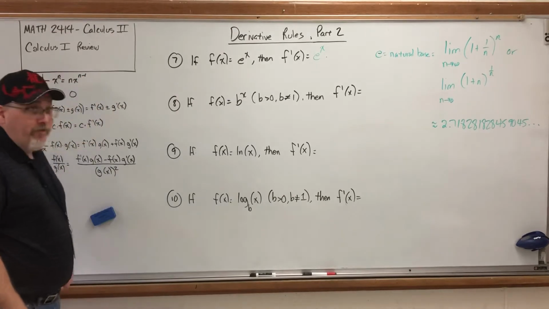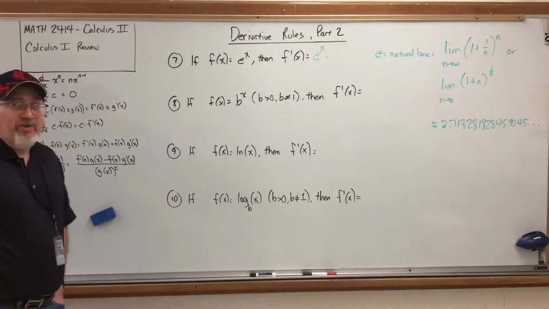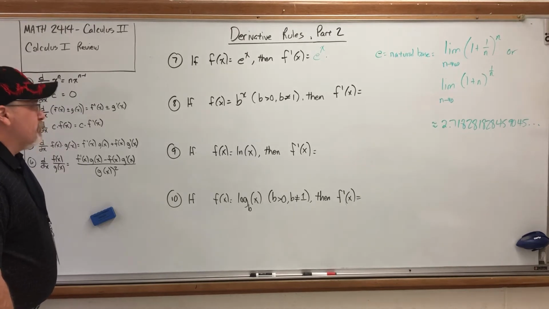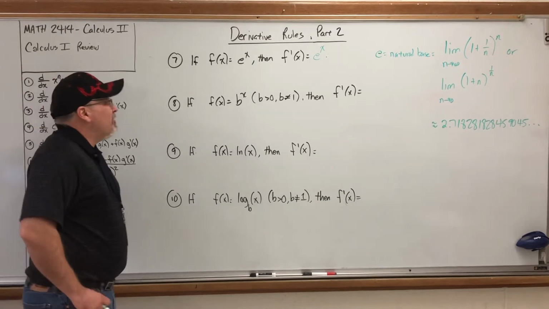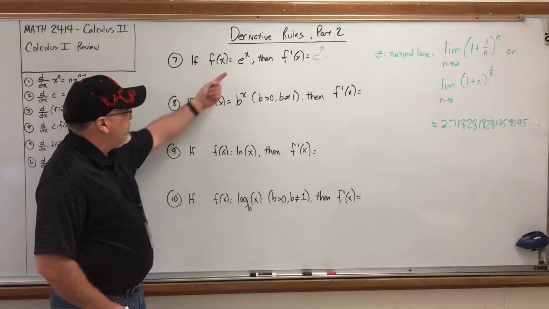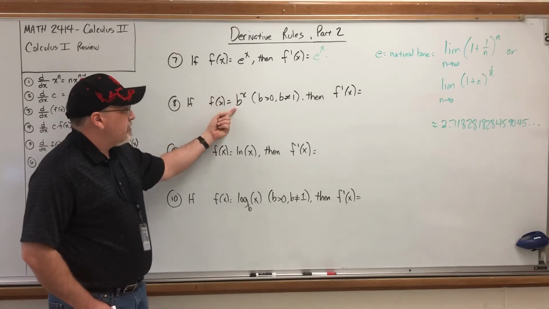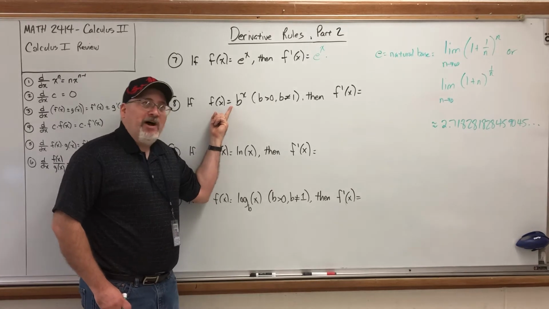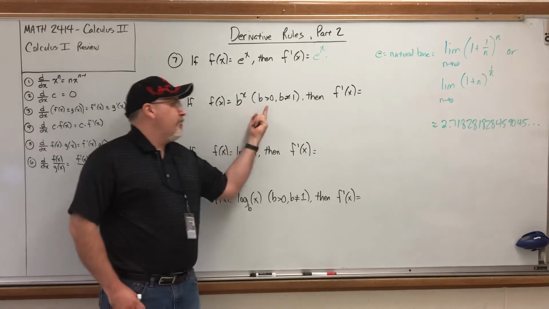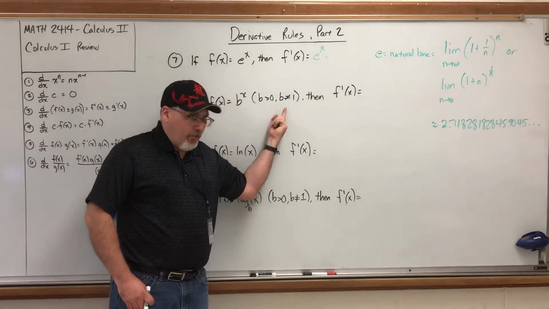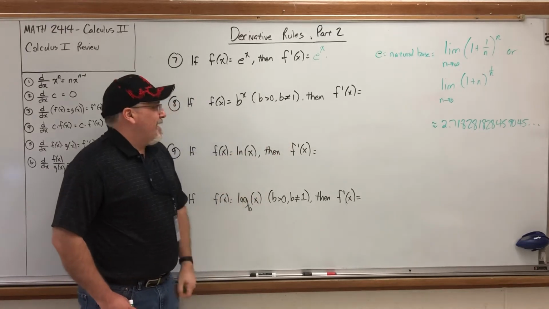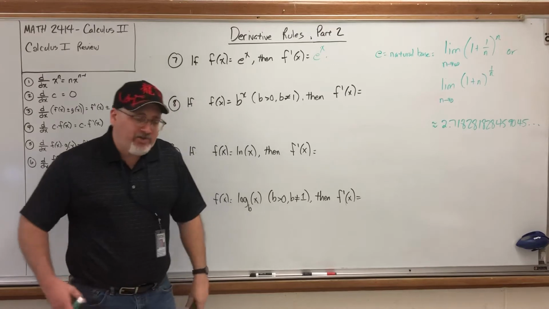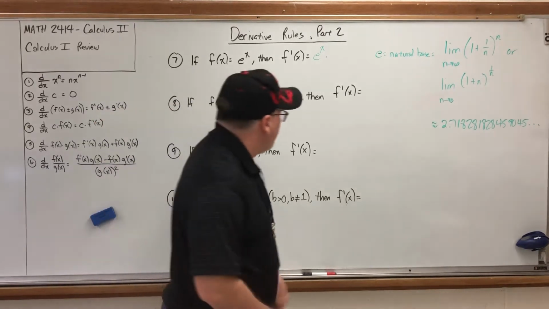It's its own derivative. It's also its own antiderivative. Number 8, if f of x equals b to the x. This is like rule number 7, except instead of the specific base, it's a generic base. Now anytime you're talking about bases, at least if you want to stay away from complex numbers, we always require that the base be positive, but not equal to 1. The reason the base is not equal to 1 is because 1 to any power is equal to 1, and it's really a constant function, not an exponential function.